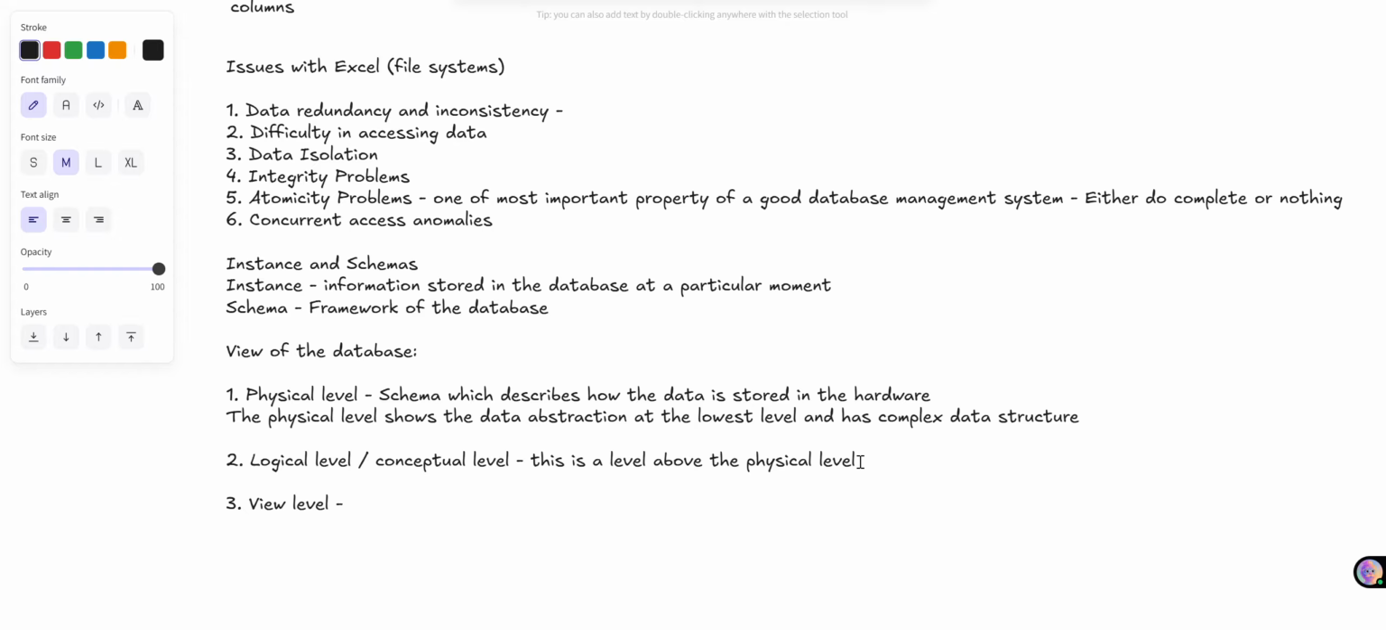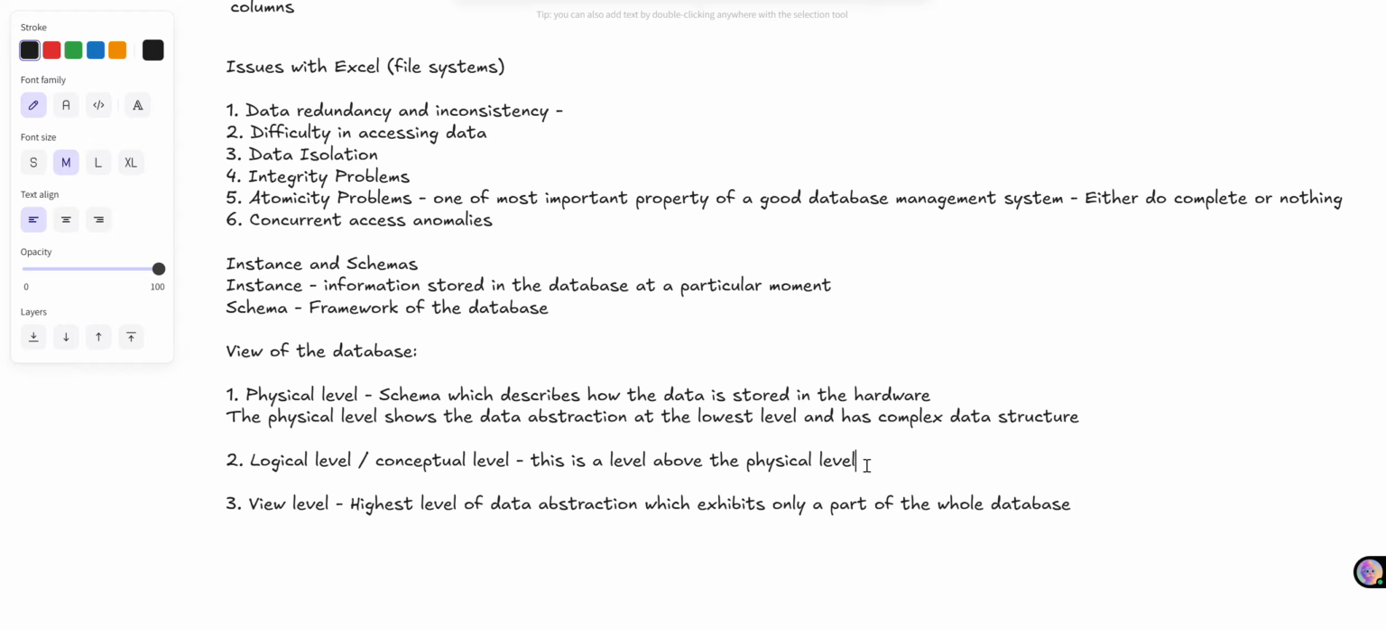It is the smallest view. If we are going with a bottom-up approach, we can say it is the highest level of data abstraction, which exhibits only a part of the whole database.